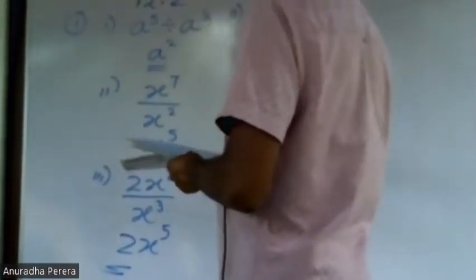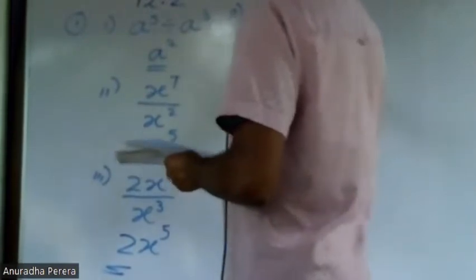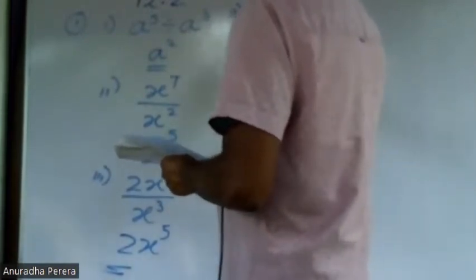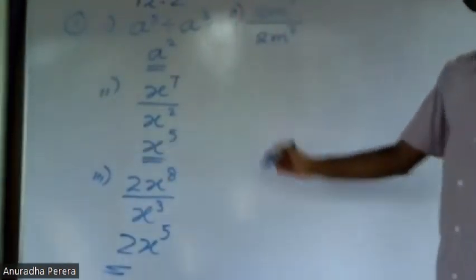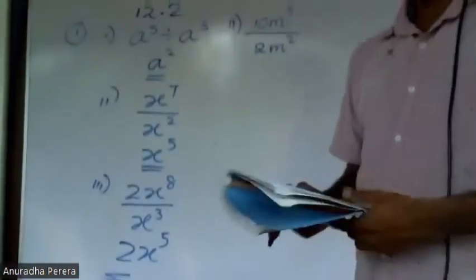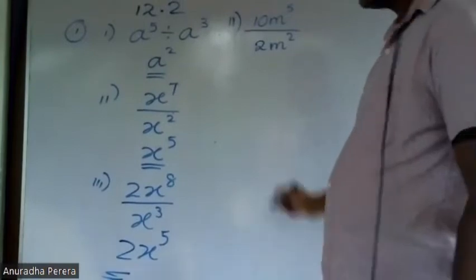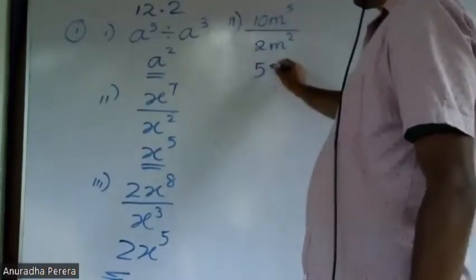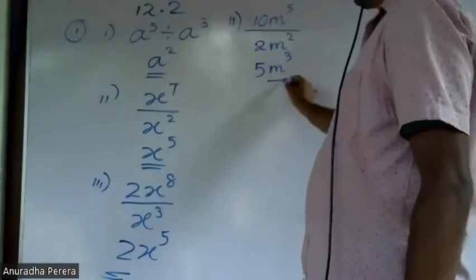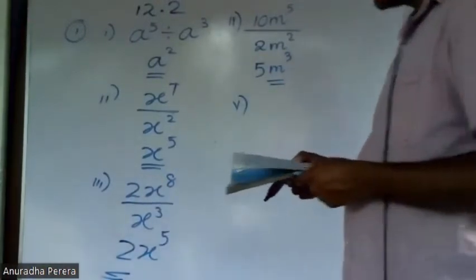Fourth question. 10m to the power 5 divided by 2m to the power 2. Here you have to divide. Numerical values can be divided, 10 over 2, 5. M to the power 5 or M to the power 2? M to the power 3. Yes. Question number 5.